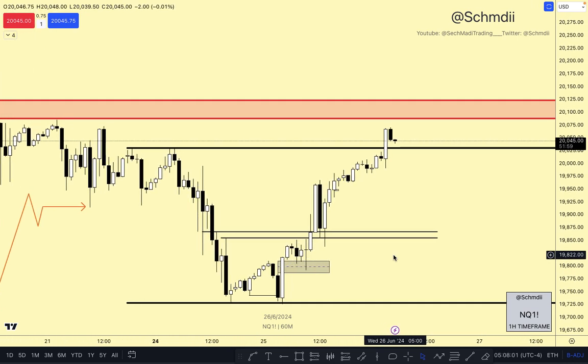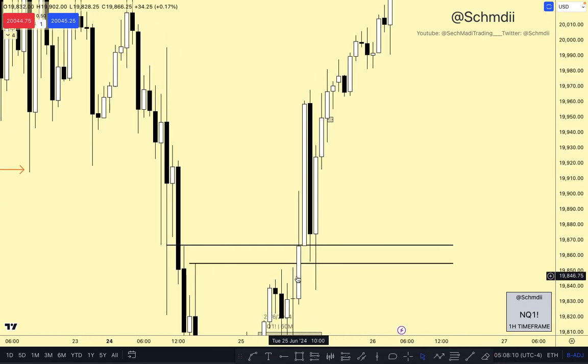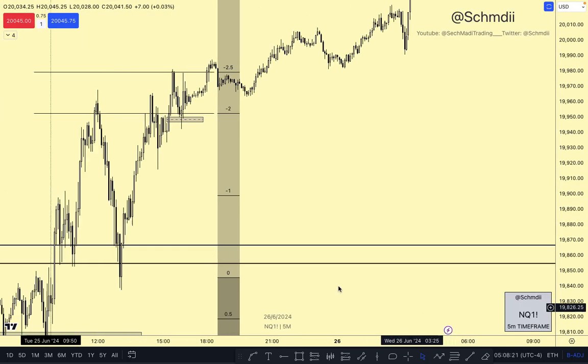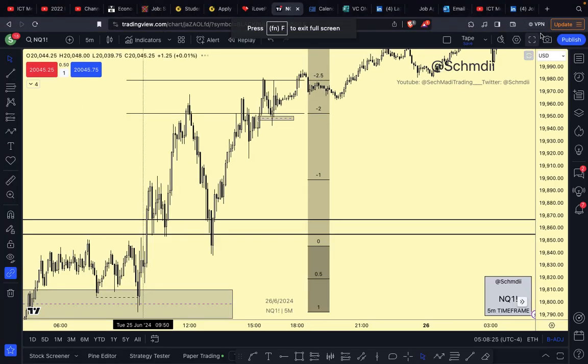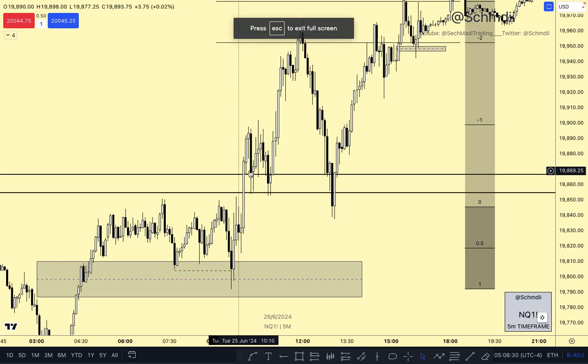Another thing of note is that this 4-hour fair value gap, we also have it on the hourly. Do you notice that separation in candles here? There's a gap on the hourly that overlaps with the 4-hourly. If you go down to the 5-minute, you can see we also have that as well. Pretty random.